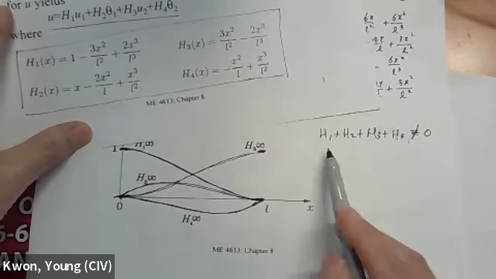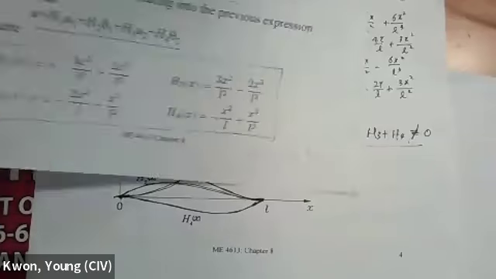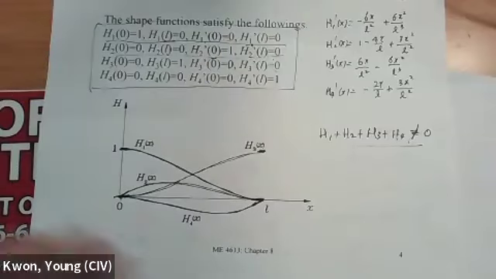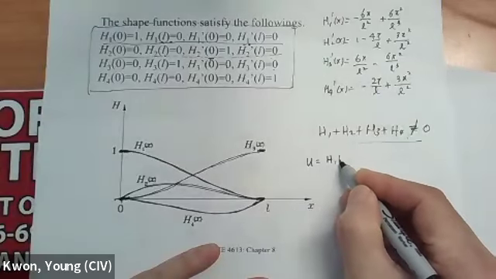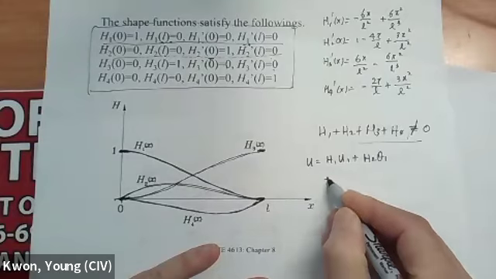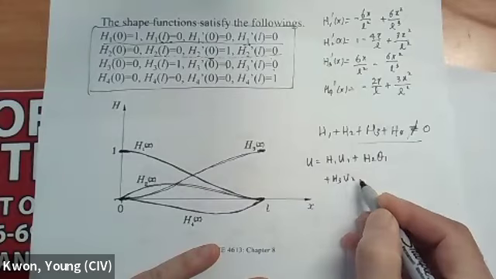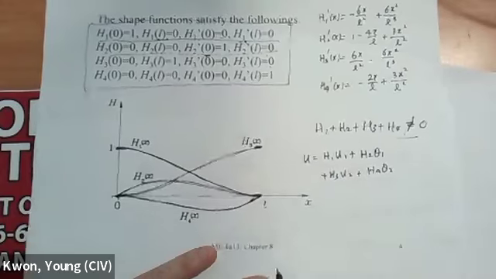Then that is also a little different from the C0 shape function. For C0 shape functions, adding them up together should be equal to 1. Then why is this the case? Right now, our u is H1 u1 plus H2 theta 1 plus H3 u2 plus H4 theta 2, right?